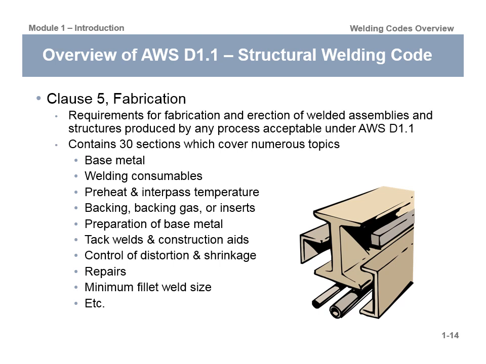This one covers the requirements for fabrication and erection of welded assemblies and structures produced by any process acceptable under AWS D1.1. It contains 30 sections, which covers all kinds of topics: base metals, welding consumables, preheat, arc strikes, backing gas, preparation of base metals, repairs, all kinds of different subject topics that are related to fabrication of structural steel are covered in Clause 5. So it's a pretty healthy clause and kind of a backbone clause to this code, obviously, fabrication.